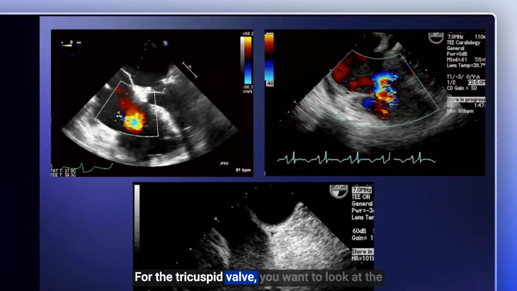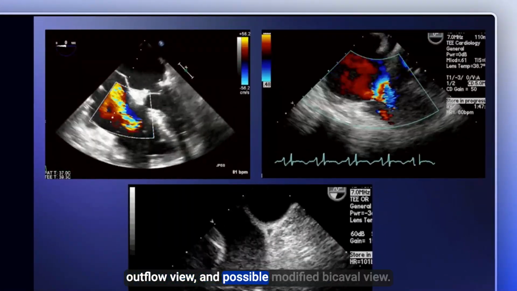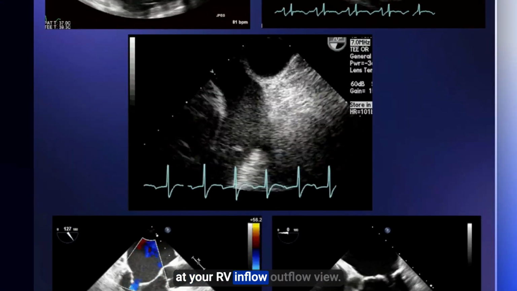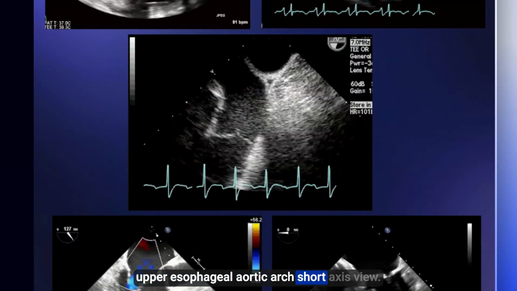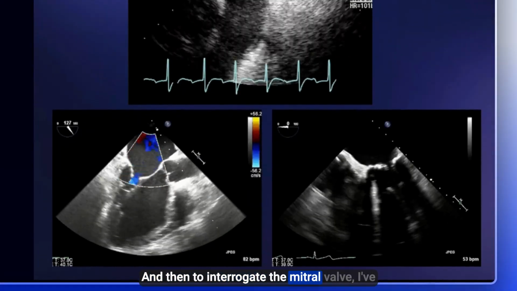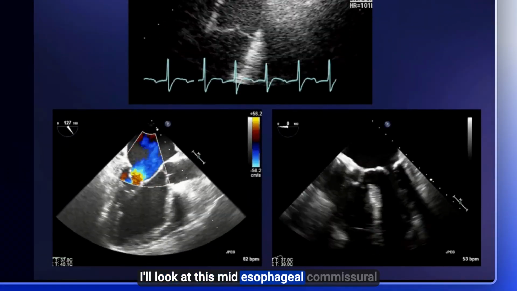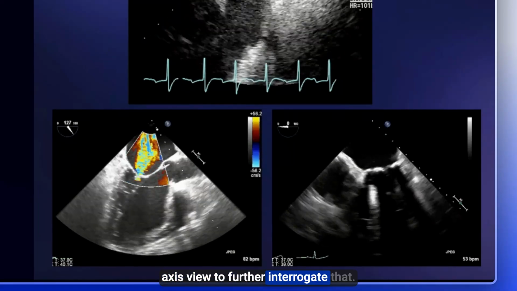For the tricuspid valve, you want to look at the mid-esophageal four-chamber view, RV inflow-outflow view, and possible modified bicaval view. For the pulmonic valve, you'll look at your RV inflow-outflow view, and you can see it even better sometimes in this upper esophageal aortic arch short-axis view. And then to interrogate the mitral valve, I've gone over extensively in previous episodes. I'll look at this mid-esophageal commissural view, and then the mid-esophageal long-axis view to further interrogate that.